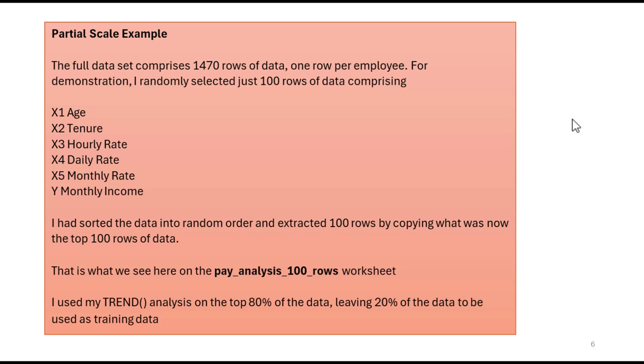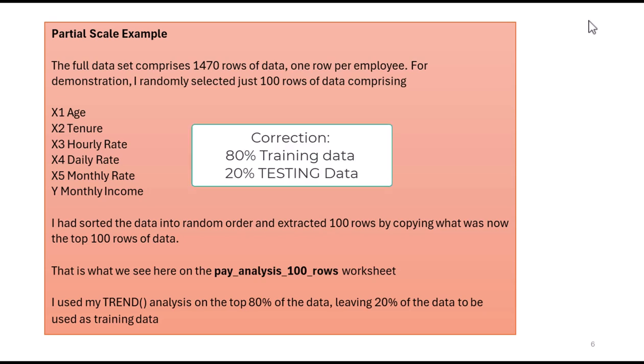Now, I had sorted the main database into random order and then extracted 100 rows by copying what was now the top 100 rows of data, or I could have chosen the bottom 100, or any 100 rows of data for that matter. And this is what we see in my Excel file on the Pay Analysis 100 Rows worksheet. I use my trend analysis on the top 80% of the data, leaving 20% of the data to be used as testing data.